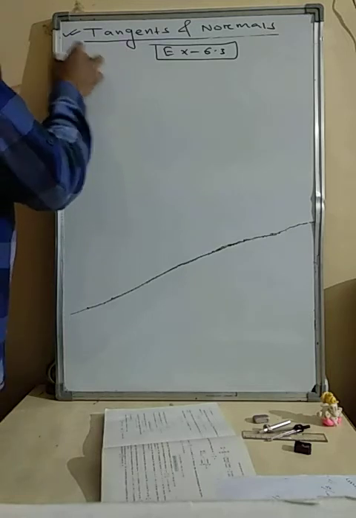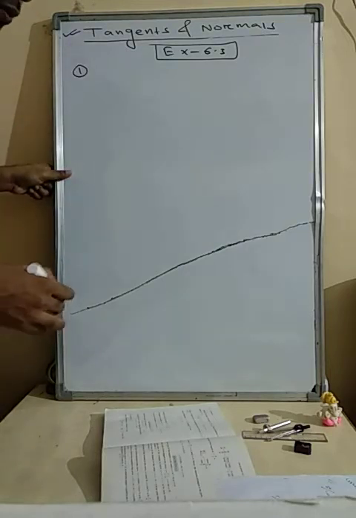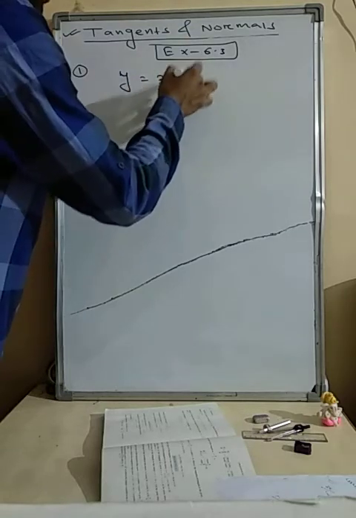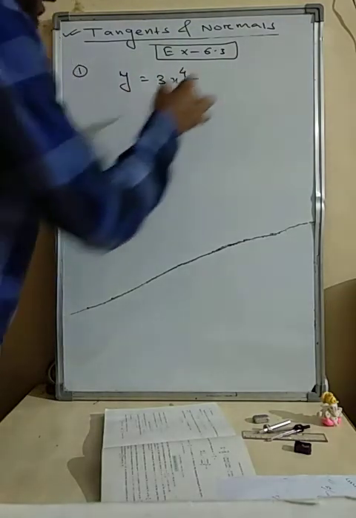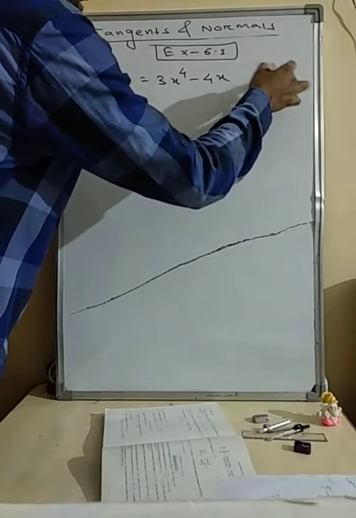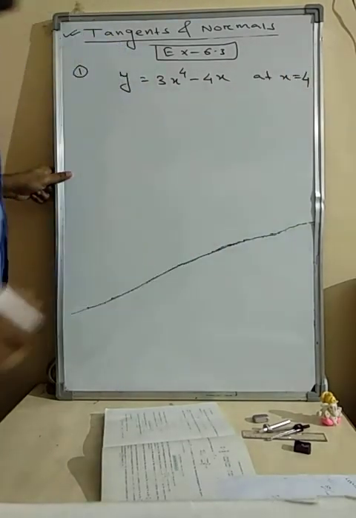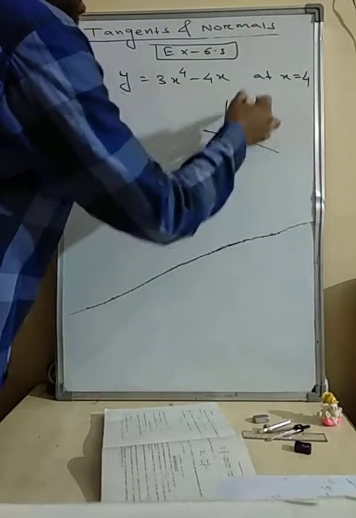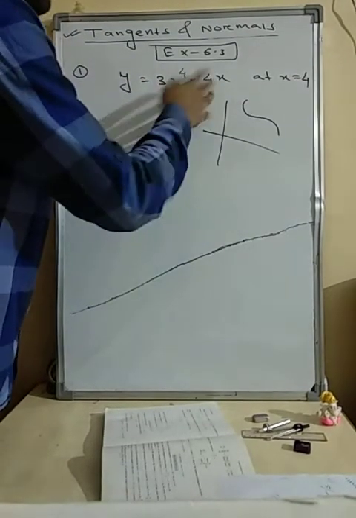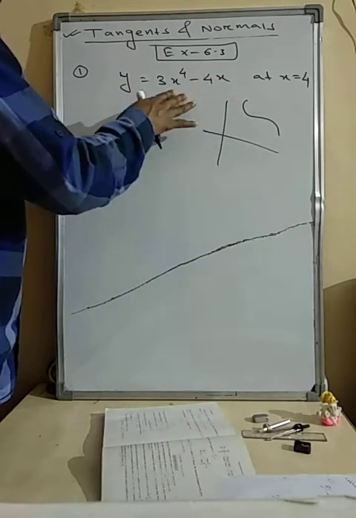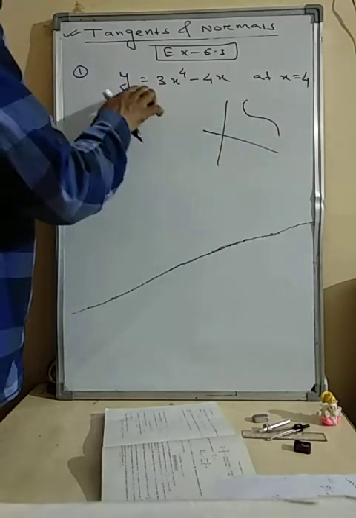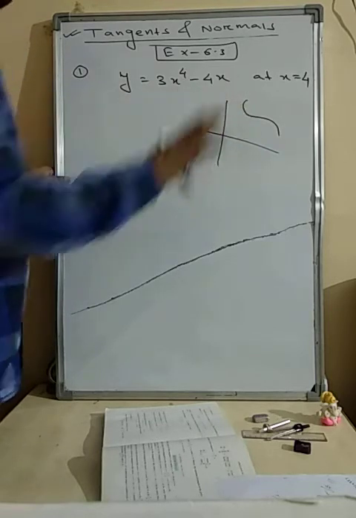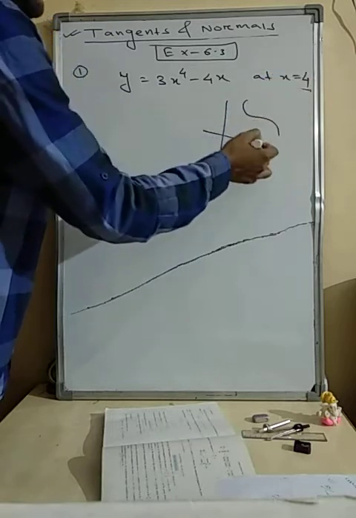The first one: find the slope of the tangent to the curve y equal to 3x to the power 4 minus 4x at the particular point x equal to 4. So this is my curve. I don't know the exact shape, you have to draw it; suppose this is the figure of y equal to 3x to the power 4 minus 4x. Then at x equal to 4, suppose x equal to 4 is here.